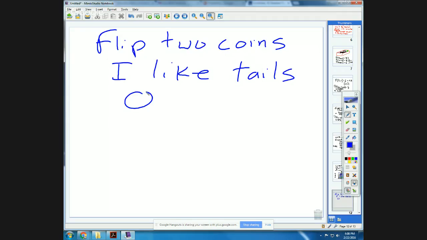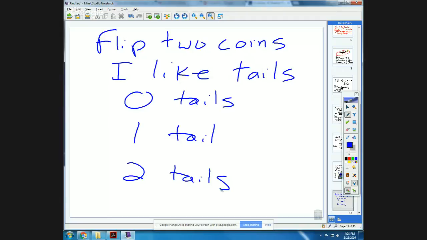I'm either going to get 0 tails, or I'm going to get 1 tail, or I'm going to get 2 tails. Agreed? Both could come up heads, no tails. I could get a head and a tail, or I could get 2 tails. Question: what is the probability of getting 1 tail when I flip 2 coins?